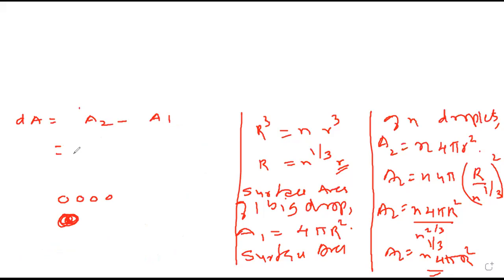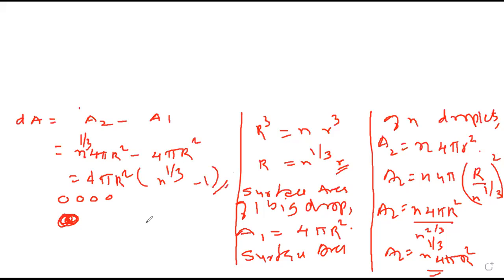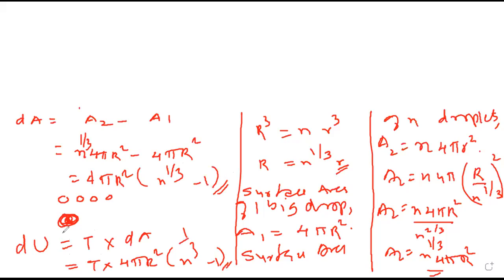So it is n times n raised to 1 by 3 4 pi r square minus 4 pi capital R square. So 4 pi capital R square into n raised to 1 by 3 minus 1 is the change in area. Change in energy is surface tension into change in area. So T into 4 pi R square, n raised to 1 by 3 minus 1. This is the formula for change in area when one drop splits into n small droplets. T into 4 pi capital R square, n raised to 1 by 3 minus 1.